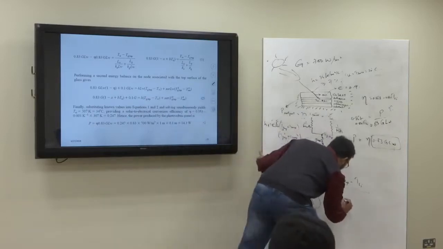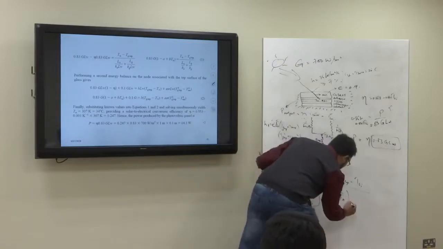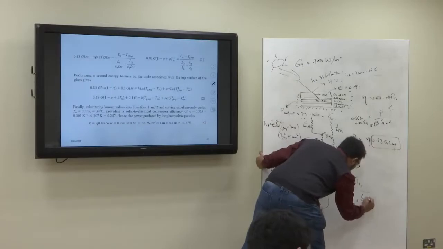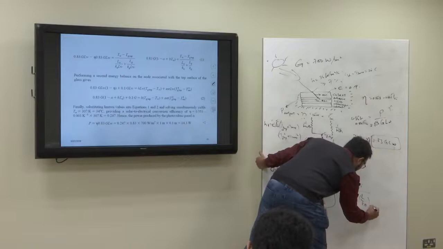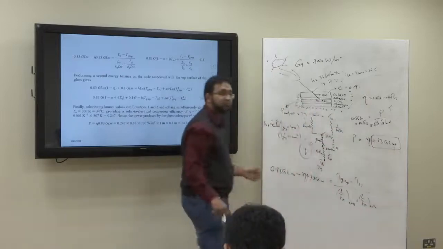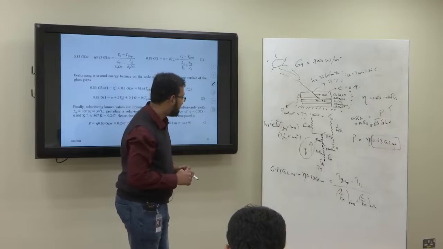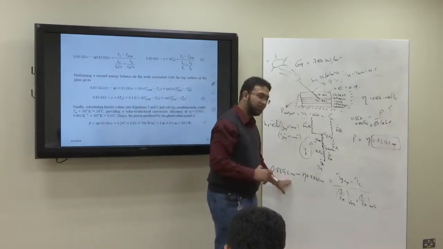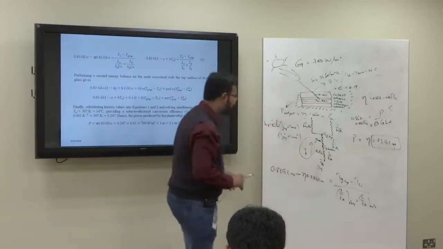L upon Ka for the glass plus L upon Ka for the adhesive. I think it's a flux. Hmm? Flux, no, area. It is area right now, because area is involved. We put LW here. Okay.